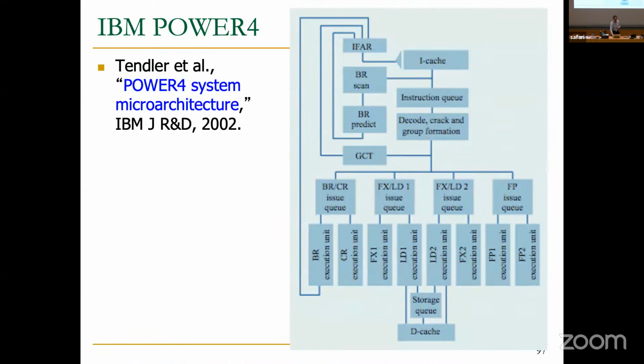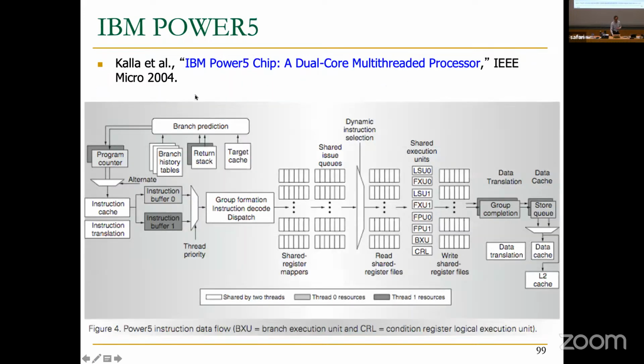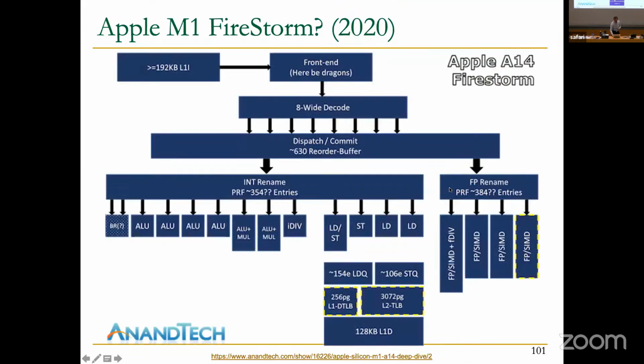This is IBM Power 4, which is one of the first multi-core machines. It used out-of-order execution. Again, you can read these slides. They're not that important, but it basically has 100 instruction windows. I'm going to mention this soon. IBM Power 5 is similar. This is AMD Zen 2, more recent. It has much bigger windows. And I'll conclude with this slide.